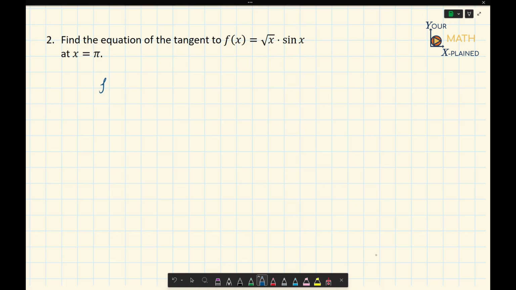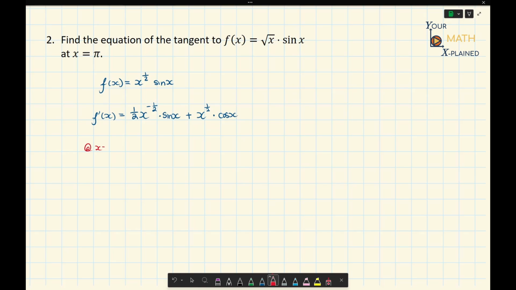And if you need to, you can rewrite f of x. Instead of having the square root x, we would have x to the power of 1 over 2. That way we can use our power law to find the derivative. So now f prime of x is going to be equal to the derivative of first function, which is x to the power of 1 over 2. So that's going to be 1/2 times x to the power of negative 1/2. Multiply that by our second function, so that's sine x. And then we're going to add x to the power of 1/2 multiplied by the derivative of sine x, which is cos x.